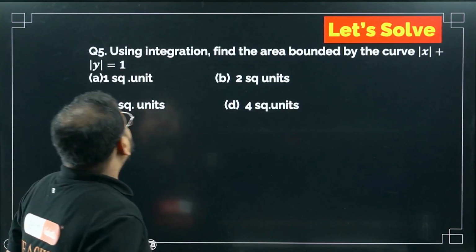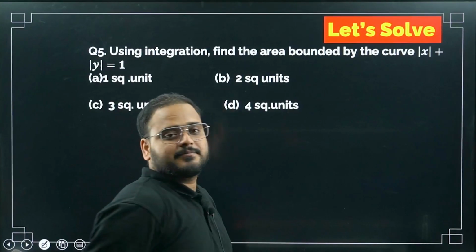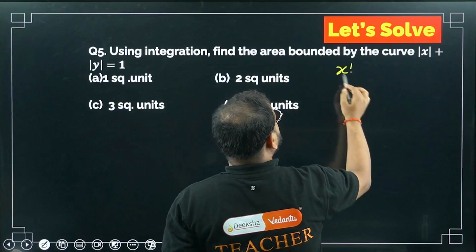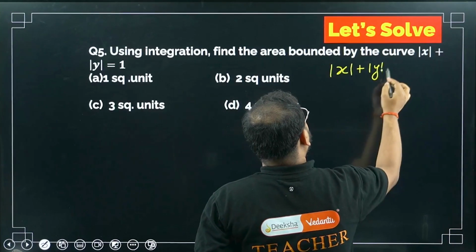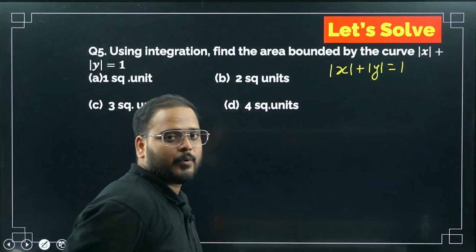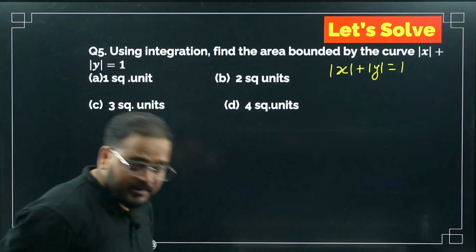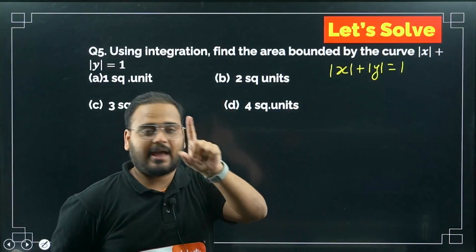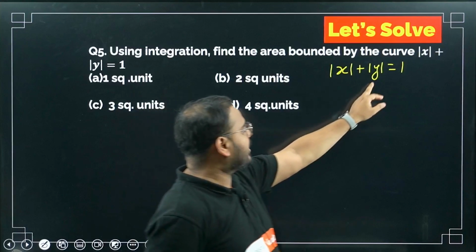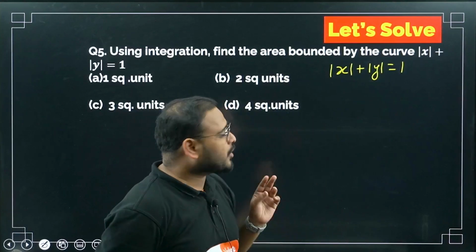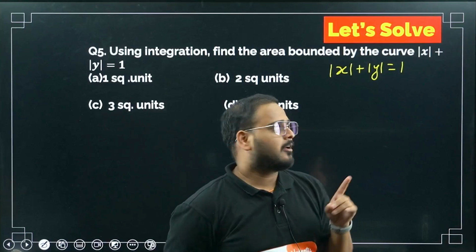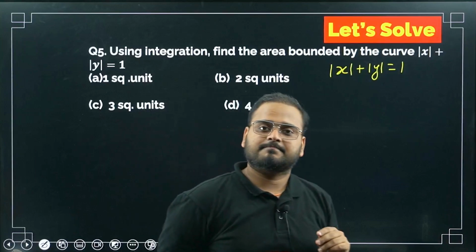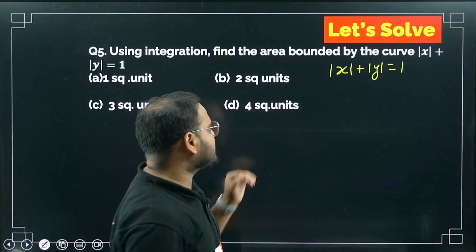Using the integration, find the area bounded by the curve. The curve is given as mod x plus mod y equals 1. So how many curves are actually given here? For x I will have two conditions, x positive or x negative, and for y also two conditions. It means I will have 4 combinations: x positive y negative, x negative y positive, both negative, both positive. Let's draw the cases first.